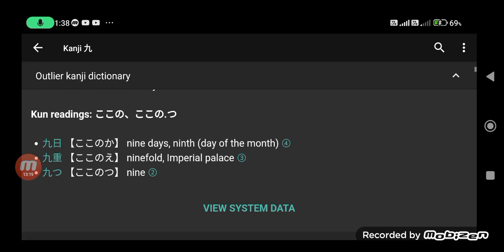So kunyomi readings. Kokonoka is the 9th day of a month, or 9 days. Kokonoe, ninefold. Kokonotsu, 9, the traditional way of counting, or the ordinal way of counting.